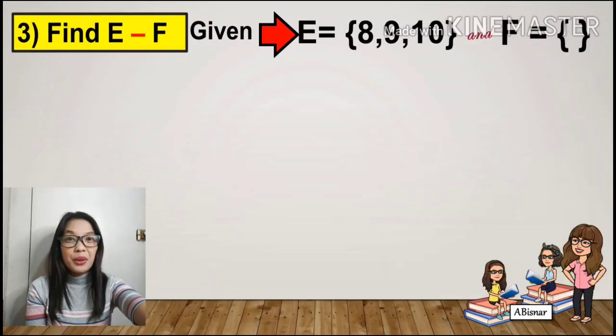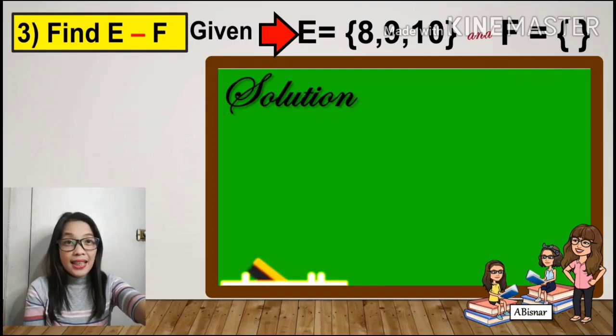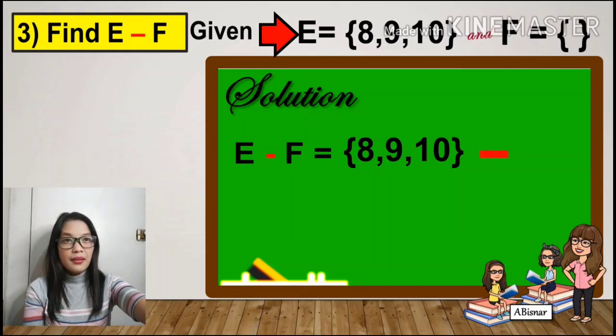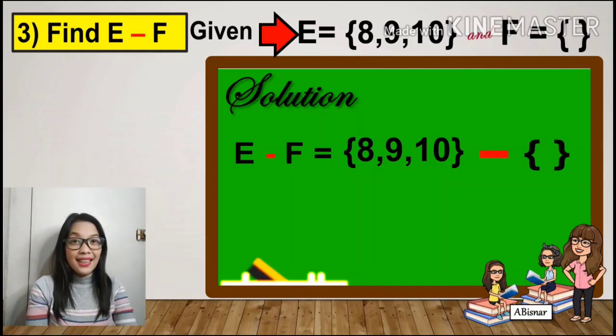Let's proceed to number 3. Set E has the elements 8, 9, and 10, and set F is an empty set. To find the difference, we must list the elements of set E, which are 8, 9, and 10, minus the elements of F. But notice that set F is an empty set.